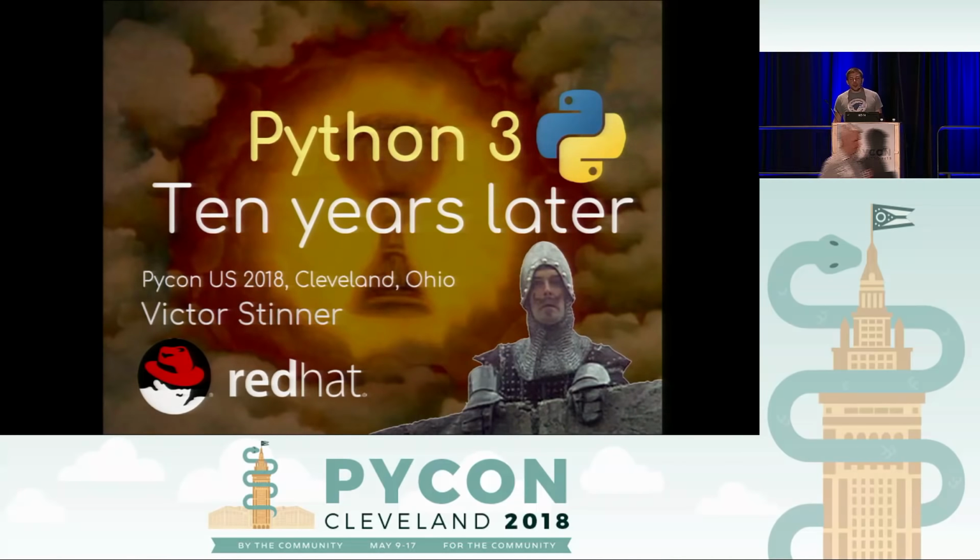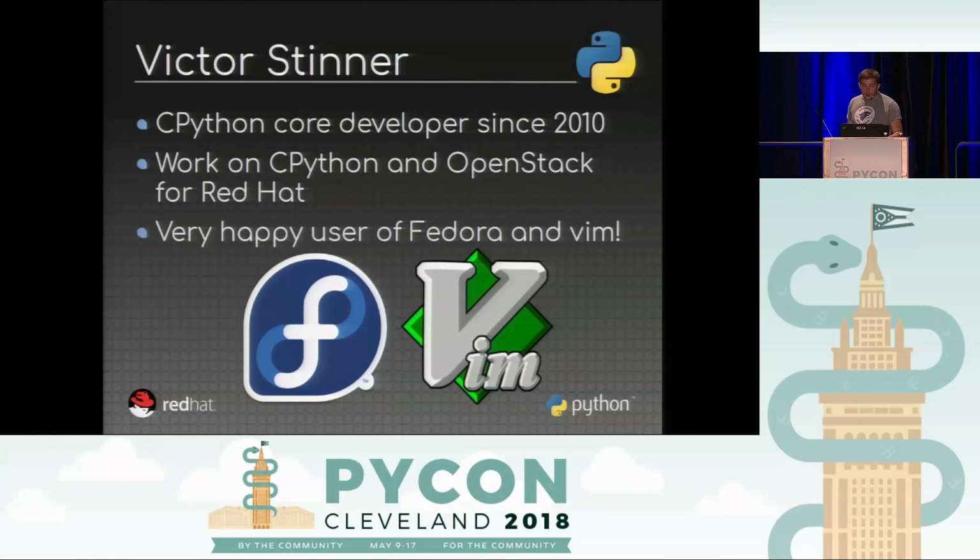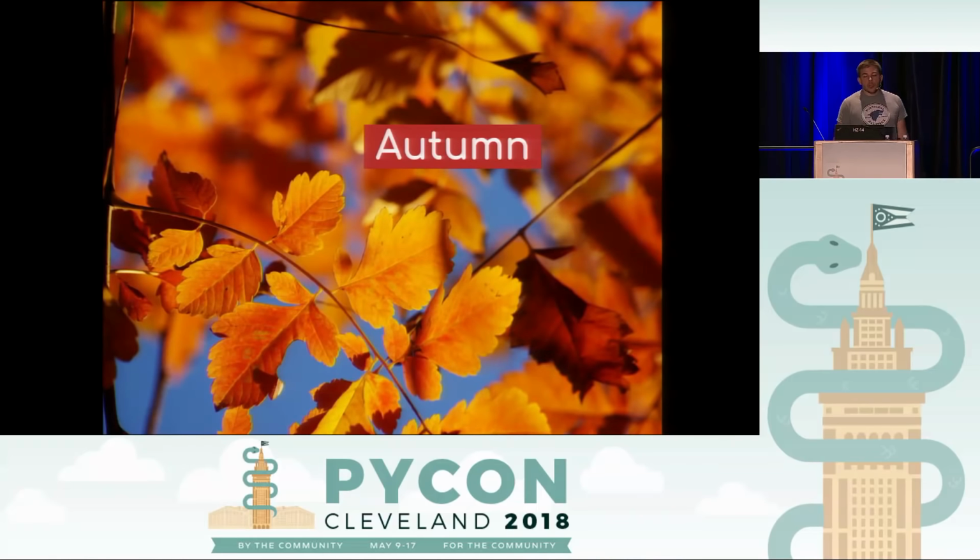So hi everybody, my name is Victor Stinner, and I'm going to talk about Python 3 10 years later. I'm a CPython core developer since 8 years now. I'm working on CPython and OpenStack for Red Hat. Working on Python means, for example, to review pull requests, to triage bugs, to help newcomers, to mentor people. It means a lot of different things, and I'm a very happy user of Fedora and Vim. I decided to organize my slides in 4 parts, the 4 seasons, and let's start with autumn.